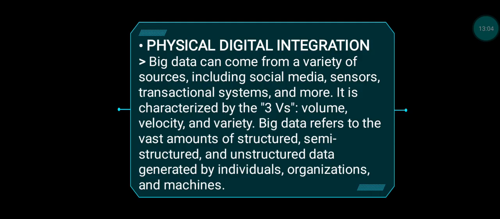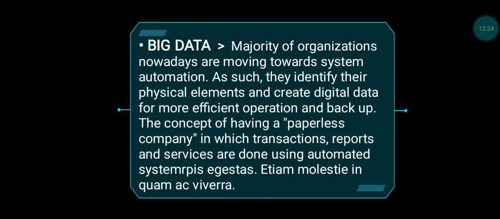For example is Amazon. Amazon uses big data to analyze customer purchases and recommend products based on shopping behavior. So those are the example of physical digital integration. So let's proceed to the big data.